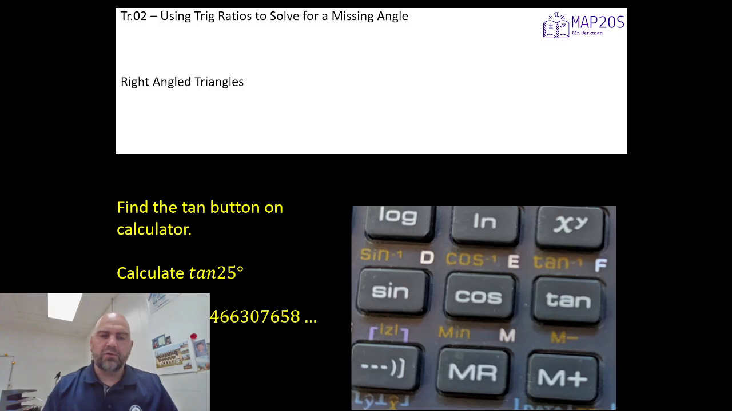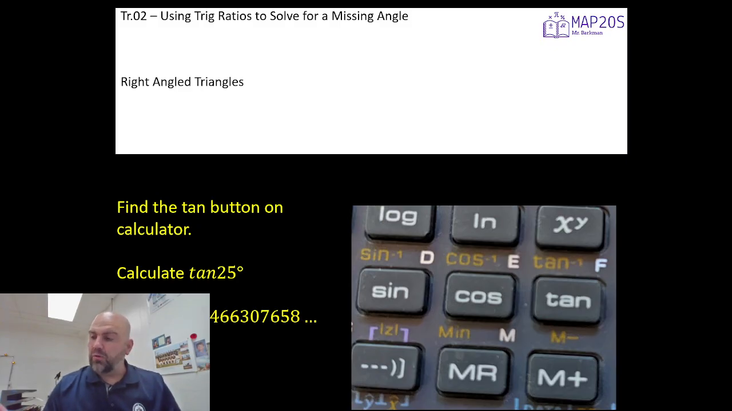So try that on your calculator. You should get a value of 0.466307658, and then there'll be some more decimal places as well. It continues on and on forever. I hope you got that. If you didn't get that, try it again. If you're getting some different number, you might have your calculator in the wrong setting.